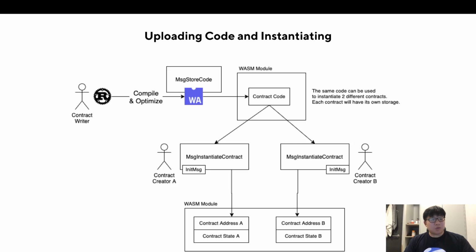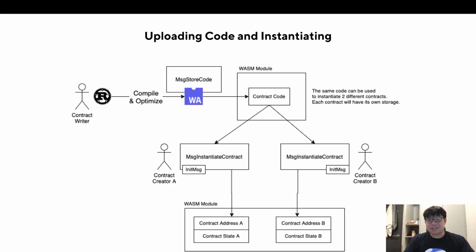So this is just the workflow of how a contract writer creates a contract on the Terra blockchain. A contract writer will write his program first in Rust, and then compile it into a WASM binary that he will include in a message store code. Once he has this message store code, he will send it to the blockchain, and the WASM module will store the code on the blockchain.